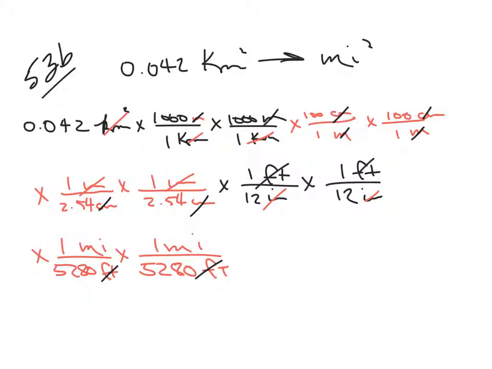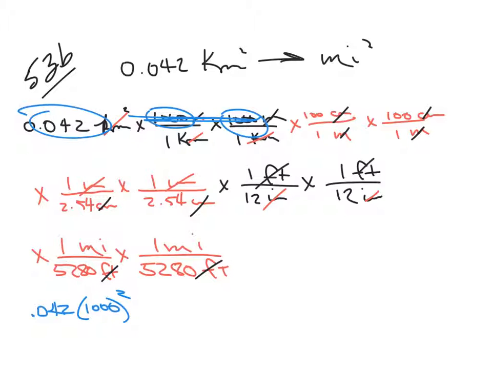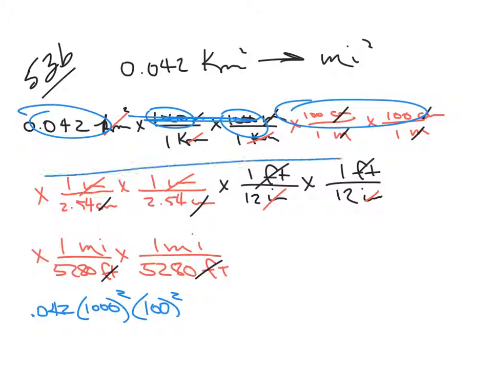So what am I multiplying? 0.042 from here times 1,000 times 1,000. I'm just going to write as 1,000 squared. That gets rid of those. Times 100 times 100, so I'll put 100 squared. And then all these ones here, so I won't worry about those. Over.